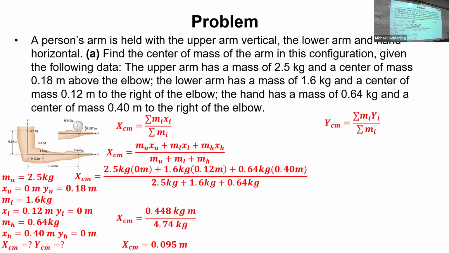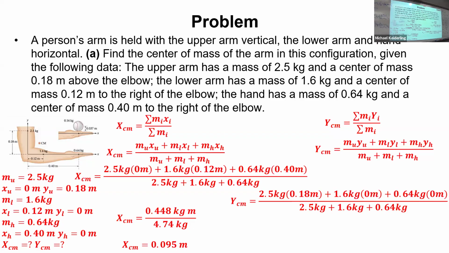Y center of mass is mass of the upper arm times y of the upper arm plus mass of the lower arm times y of the lower arm plus mass of the hand times y of the hand, all over mass of the upper arm plus mass of the lower arm plus mass of the hand.